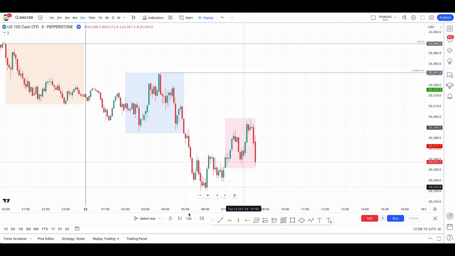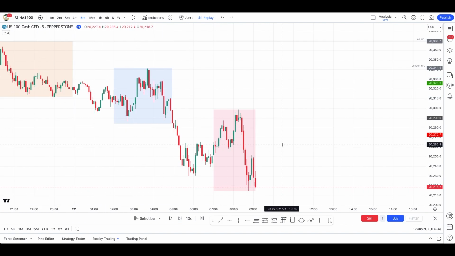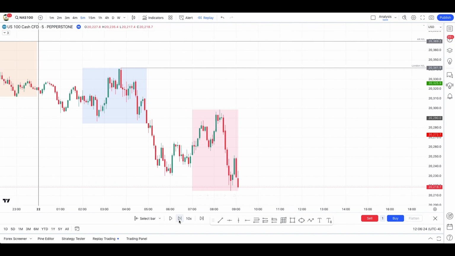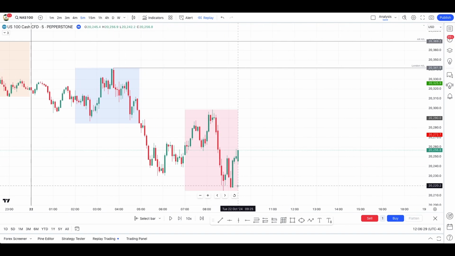All right, so once again, we're near 9 a.m. You can do your analysis. We saw that we've taken those two lows, and then we're looking for a bullish move to then take out those two highs. Is it 9:30? Not yet.